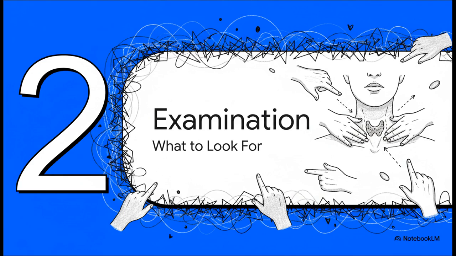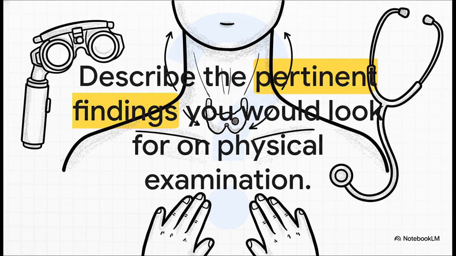So let's move on. You've taken a comprehensive history. Now it's time to actually examine the patient. Let's talk about the physical exam. So walk me through it. Describe the key findings you'd be looking for on physical examination. I want to hear your system from the general look of the patient all the way to specific maneuvers.